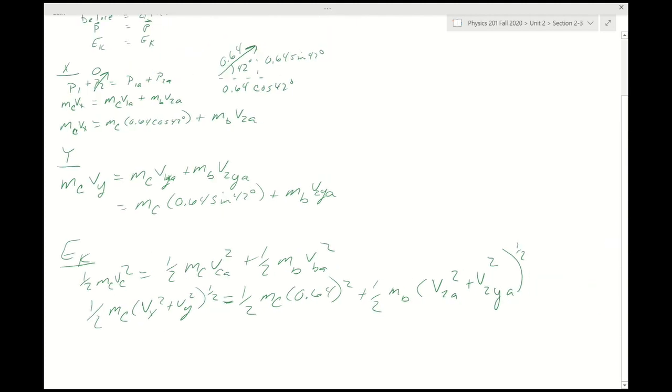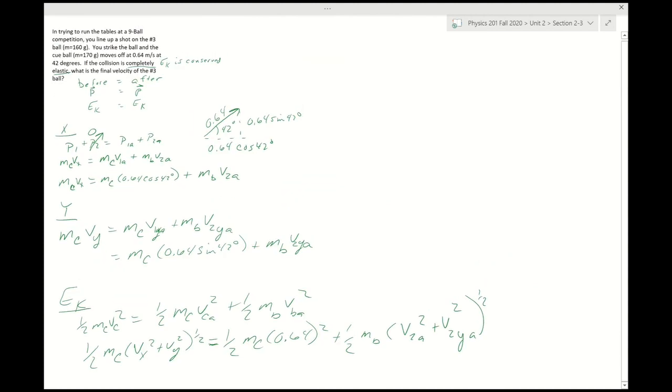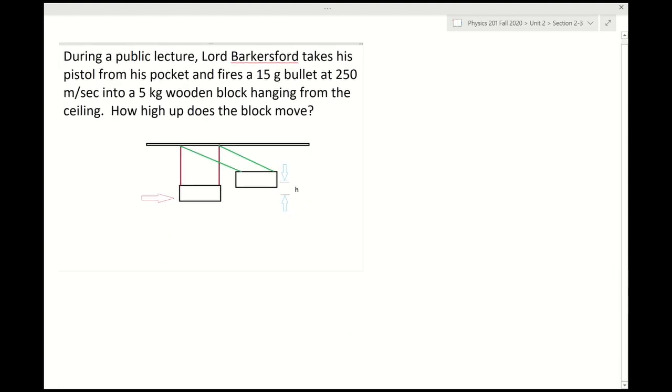Now at this point, MC is a constant. We know what that is. But now we have a series of equations, not all linear, that we would have to solve. At this point, it's just a matter of an algebra exercise. Consider this problem. I'm going to let you consider this one and think about what's going on.